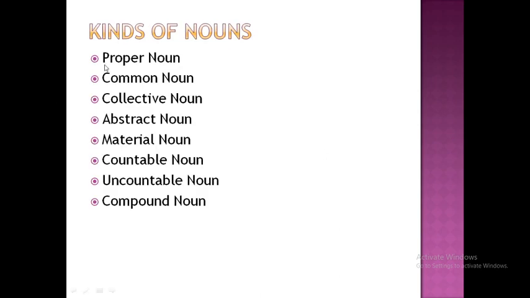If I'm not wrong, all of you must have gone through proper, common, collective, abstract and material noun. But three different categories are added to it, so that no one can lag behind in understanding noun more clearly. So one by one we will understand all these nouns and their different kinds. So what is proper noun? One by one. First, proper noun.